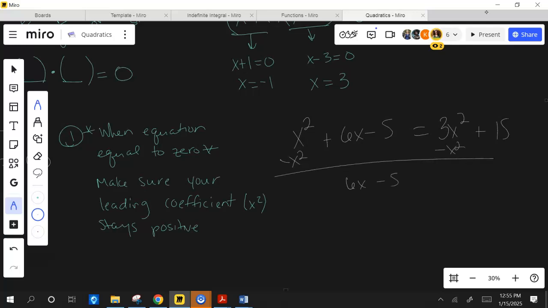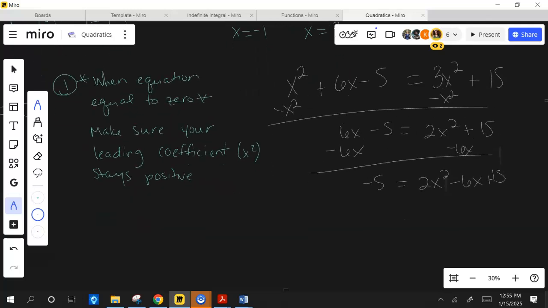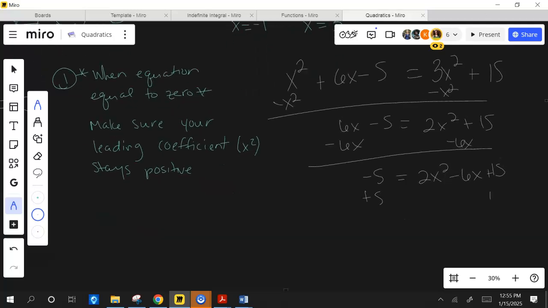So now I've got 6x minus 5 equals, I'm going to move the 6x. And you can do this all in one step. I just want you to see exactly where everybody's coming from. Even though that was more work to move everything to this side, that's what I needed to do in order to keep my leading coefficient positive. Does that make sense? Okay.